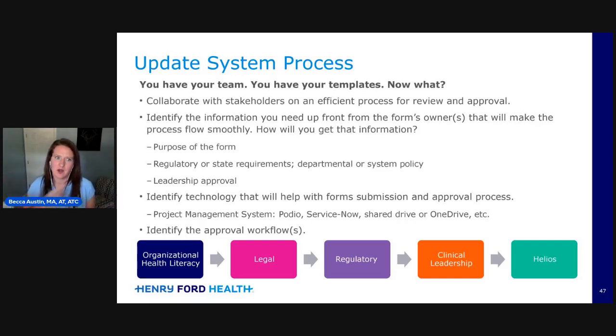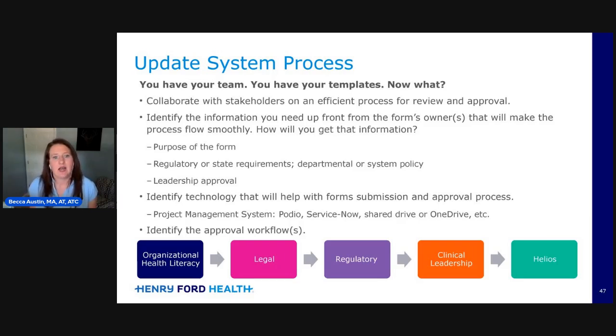So we've required from our employees, again, the purpose of the form, are there regulatory or state requirements or even a department or system policy that supports the use of this form? And do you have leadership approval? Again, we asked for more, but those are the three things we really honed in on. We need this information up front so that we're not all wasting our time on a form that we get to the end and everyone's like, wait a second, no, we don't need this form. So those were things that we worked on within our process for updating the forms.